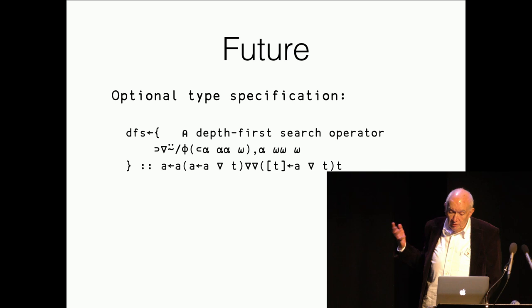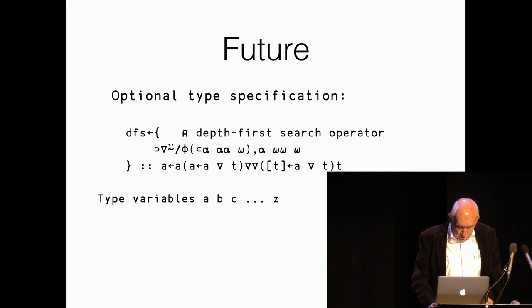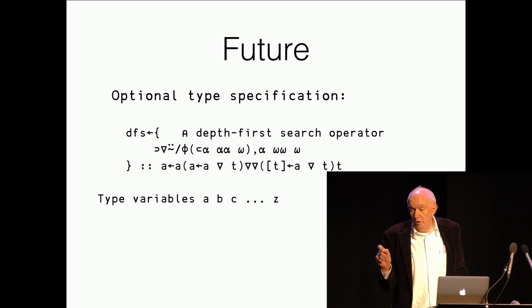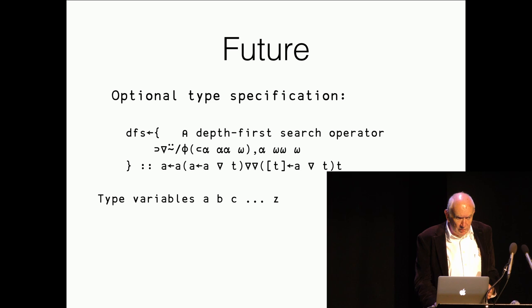And I guess what I should do now... Oh, yes, type variables. There are many systems for type variables. These are general variables. I've used A to Z for these, but you could use alpha to omega. Miranda used a series of stars. First type variable was star, next type variable was star star, and it got by with that.